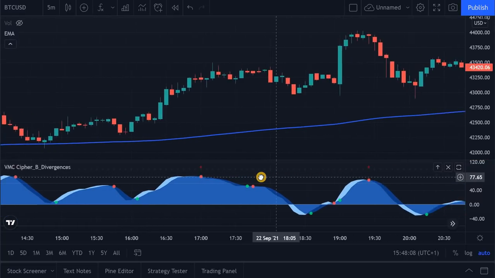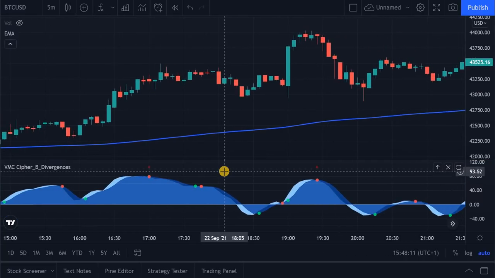Because you need to know that in an uptrend, you are looking for long positions, and in a downtrend, you are looking for short positions. You need to understand these two things before placing your trades.